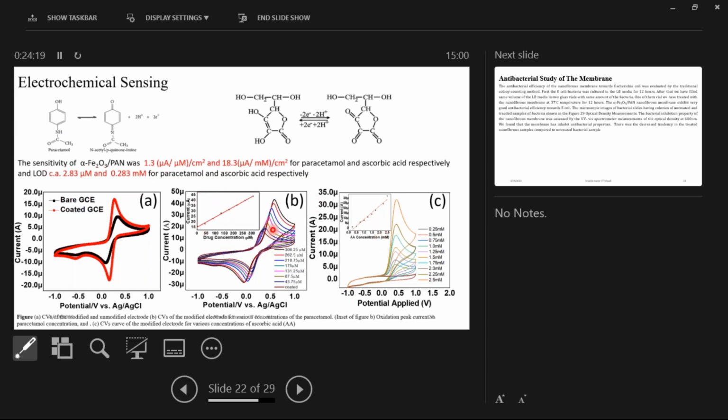We found that with the serial addition of ascorbic acid as well as paracetamol, both the anodic and cathodic currents increased. It showed a sensitivity of 1.3 microampere per micromolar per centimeter square for paracetamol, and 18.3 microampere for ascorbic acid. And the limit of detection was 2.83 micromolar and 0.283 millimolar for ascorbic acid and paracetamol respectively.